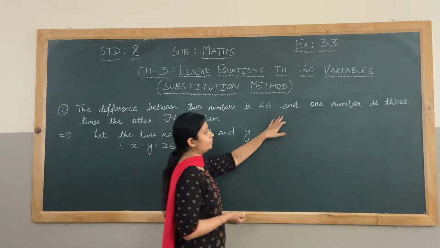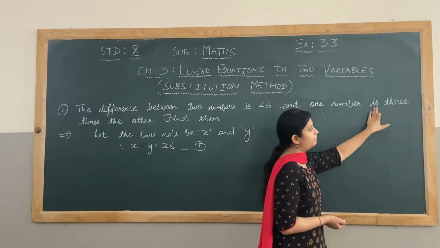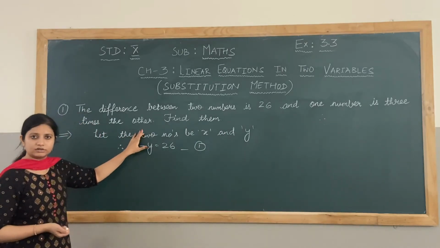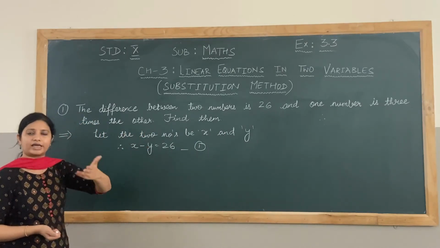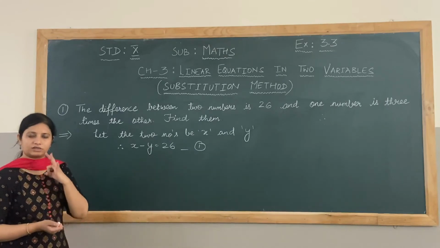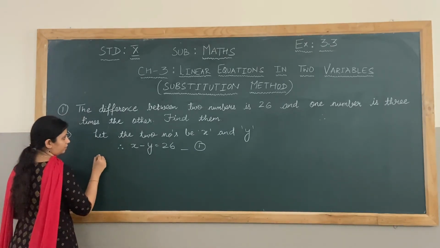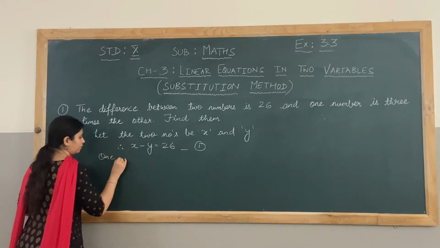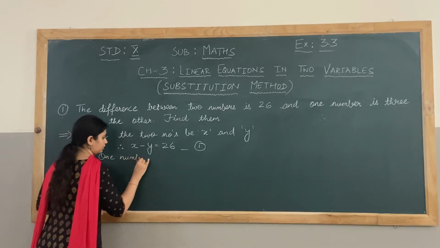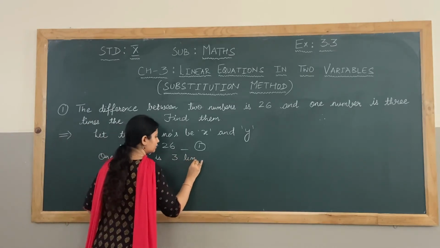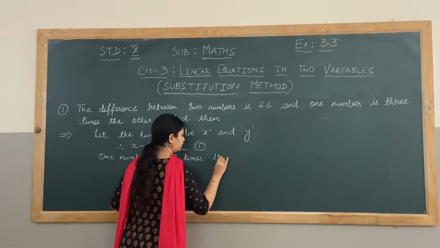Now we'll read question 4. And one number is thrice the other. Now what do you mean by thrice? That means 3 times. So again you will write the statement. One number is 3 times the other.